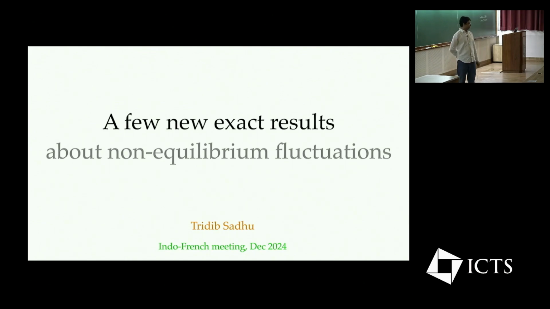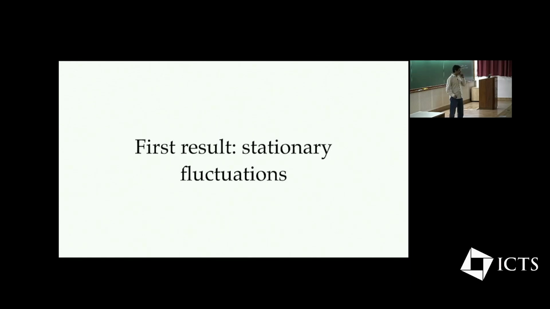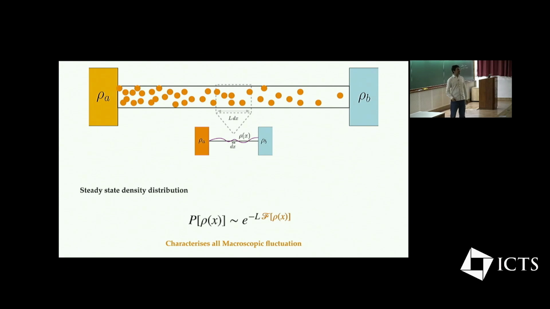Neither are these very super short talks, but I'm going to talk about a few very new exact results about non-equilibrium fluctuations. And I will give you an indication of how those results are obtained. So the first result is about fluctuations in the non-equilibrium stationary state. Now, I think most of you are familiar with this problem, particularly people from the French academia. You take a system and couple it with two different reservoirs with unequal temperature or chemical potential.